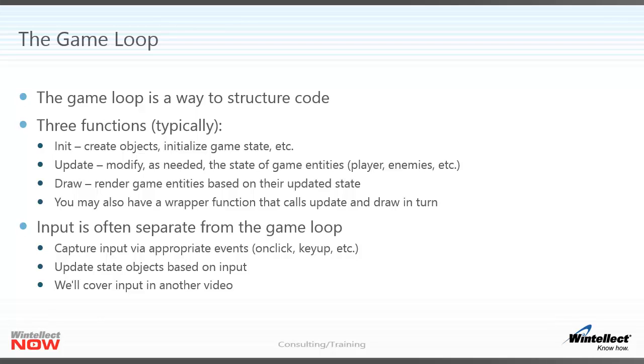Input is an important part of any game, but it's not directly involved in the game loop. Why? Because input is event-driven, while the game loop is procedural, which is a kind of a mismatch. So the usual pattern for input is to handle the events for the desired forms of input, such as the on-click, key up, and such events, and modify the internal game state based on the input. Then, on the next call to the game loop, the update function can respond to that input.